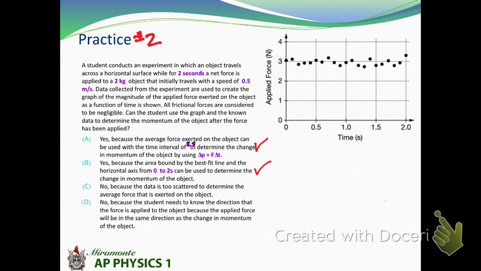And then the last one says no, because the student needs to know the direction that the force is applied to the object, because the applied force will be in the same direction as the change in momentum of the object. Aha! That is the actual correct answer. You cannot find the change in momentum if you don't know in which direction the force is applied. Remember, force is a vector. So it's either going to increase its momentum or decrease its momentum, or have the momentum increase to the right or to the left, depending on which direction you push it. So the actual answer is D.